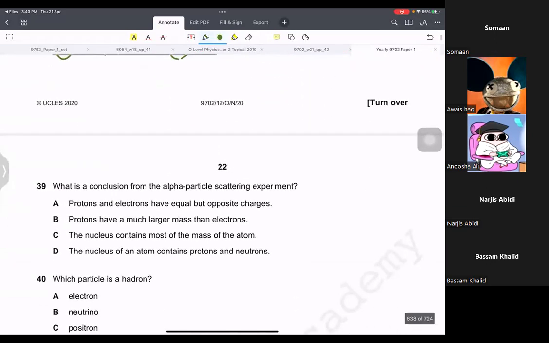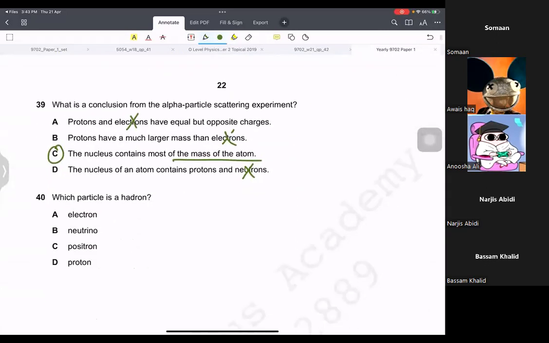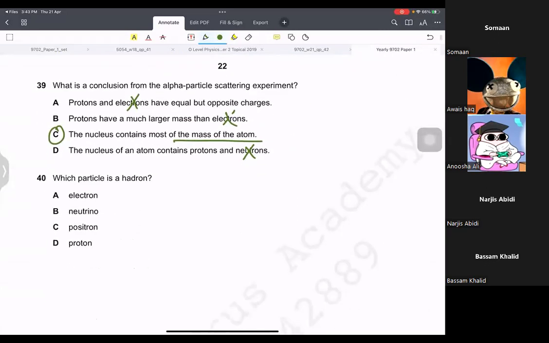Okay. What is the conclusion from the alpha particle scattering experiment? Conclusion is that the nucleus contains most of the mass of the atom. It's right in front of you. Electrons were never talked about. Protons, yeah, they knew about protons. Electrons, they never knew about it. Neutrons, they never knew about it. Okay. Which particle is a hadron? Proton is a hadron. Done.